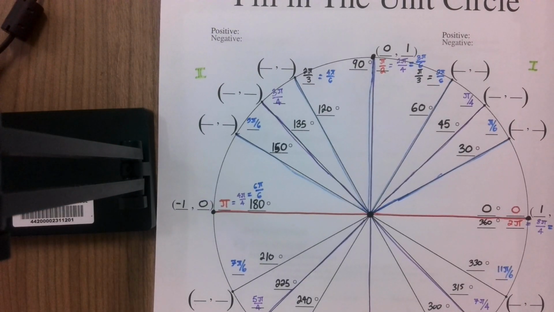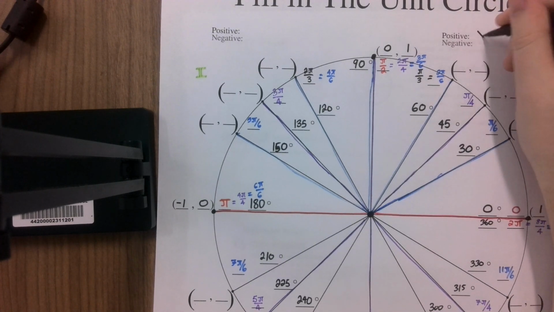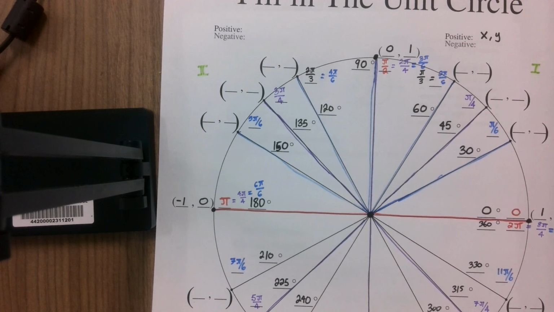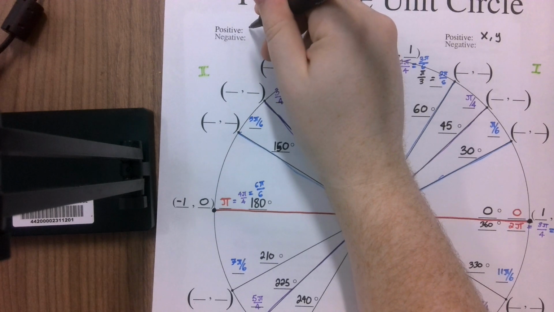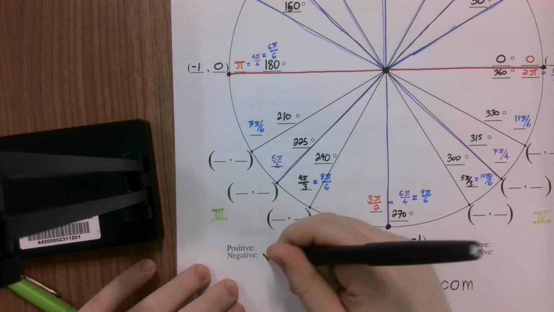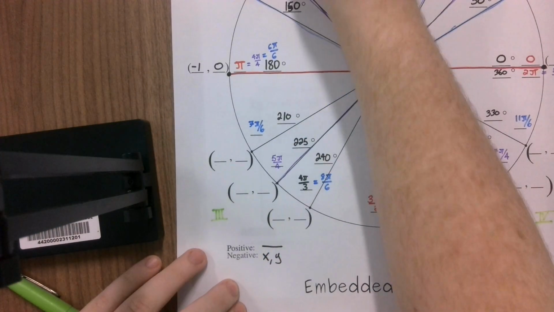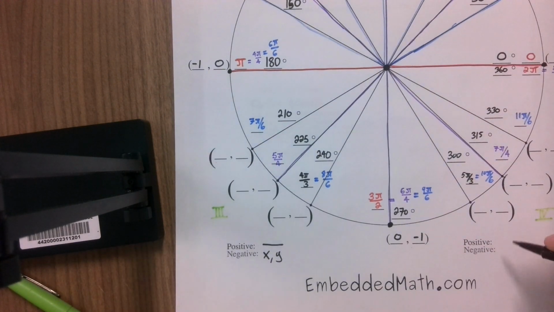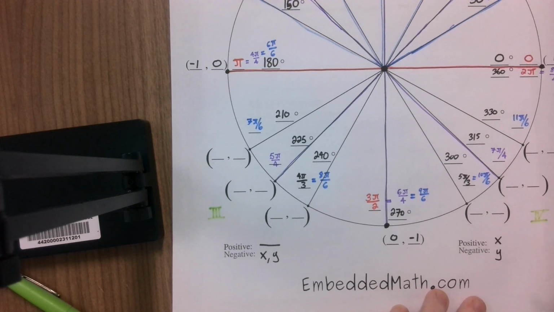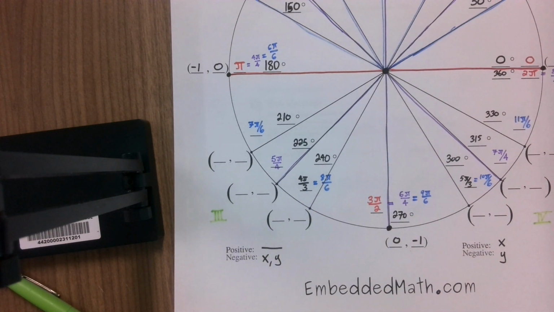What I'd like us to do is to consider the fact that in these quadrants, there are certain things that are always going to be positive and some things that are always going to be negative. In quadrant 1, x and y are positive. In quadrant 2, our y is positive, but our x is negative. In quadrant 3, they're both negative. And in quadrant 4, our x is positive and our y is negative. This is going to come in handy a little bit later. But we've got our quadrantal angles.